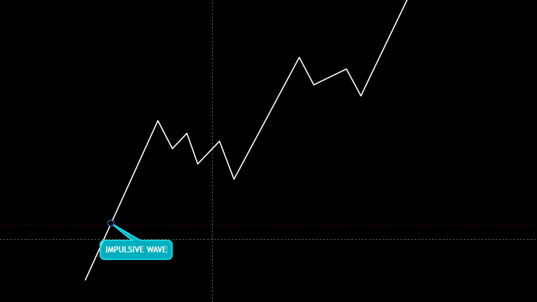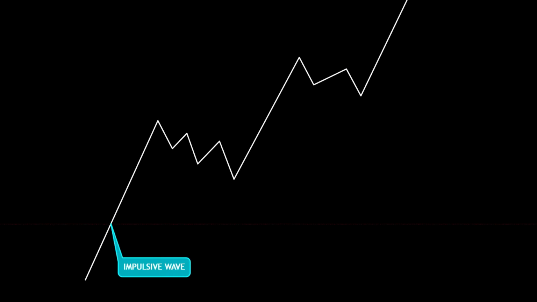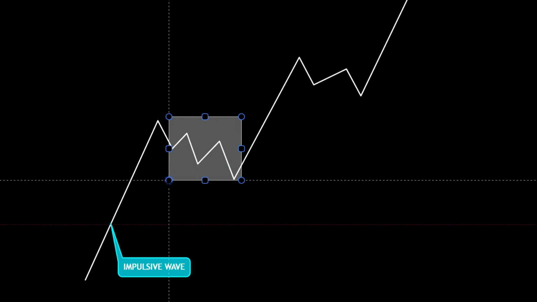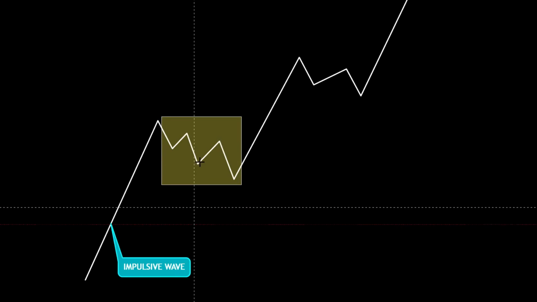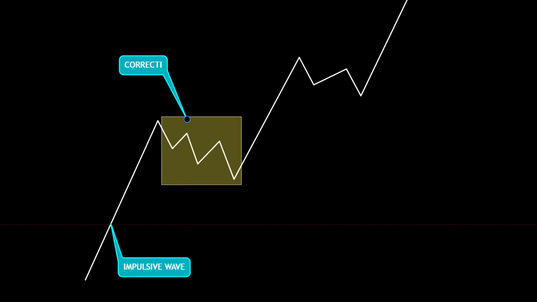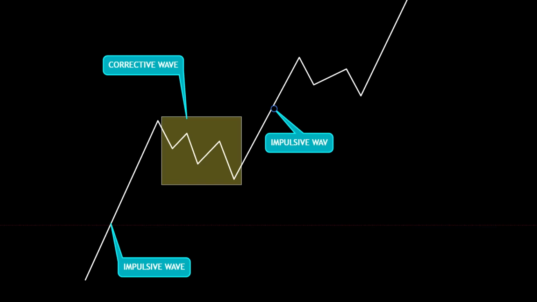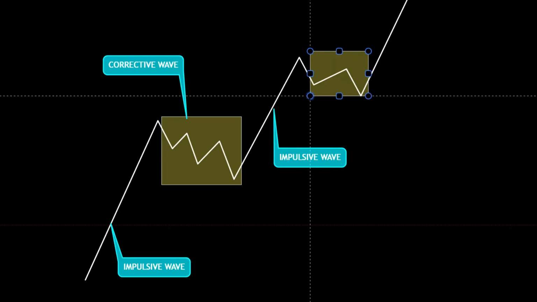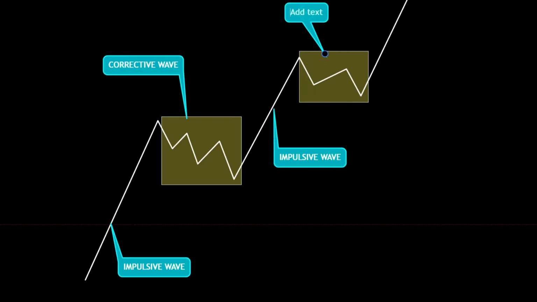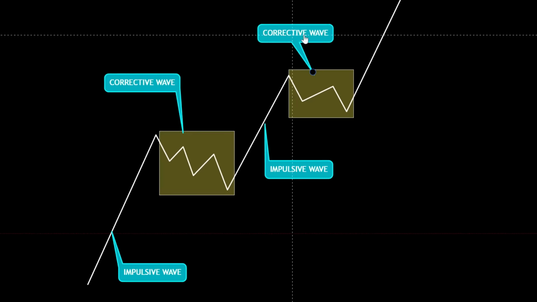Impulsive waves are the driving force of the trend. They're the powerful moves that establish the direction. In an uptrend, they are the strong upward surges. Following every impulsive wave, we typically see a corrective wave. These are the temporary pullbacks or consolidations against the main trend. They're essentially pauses before the next impulsive move.